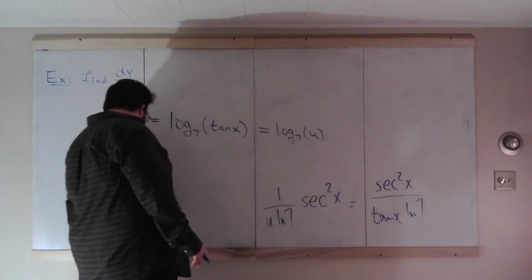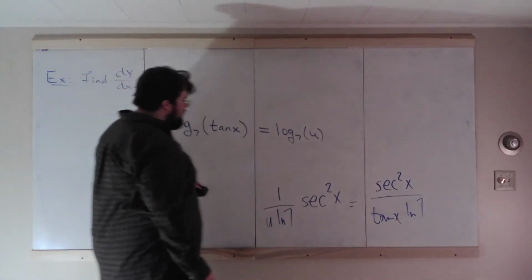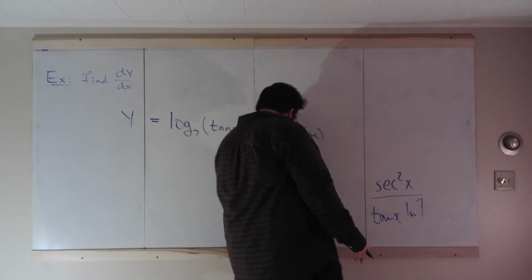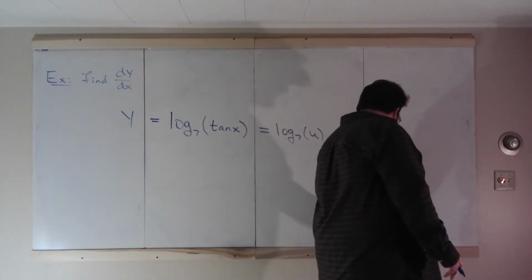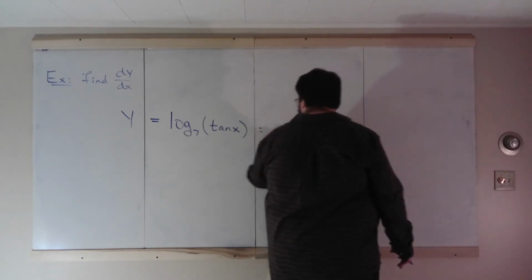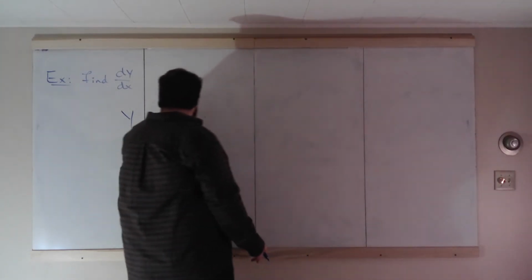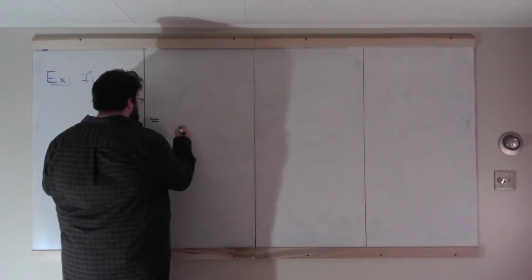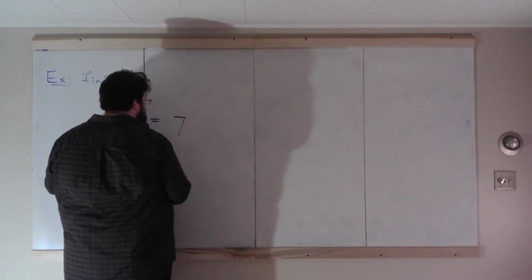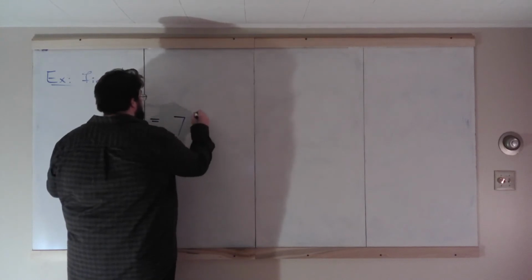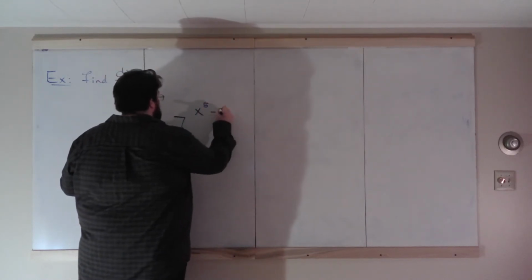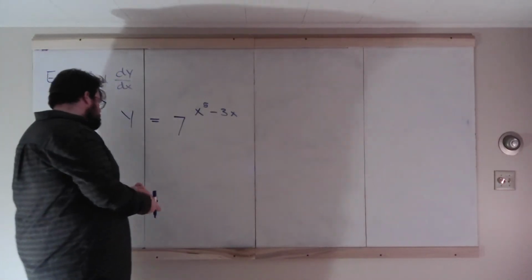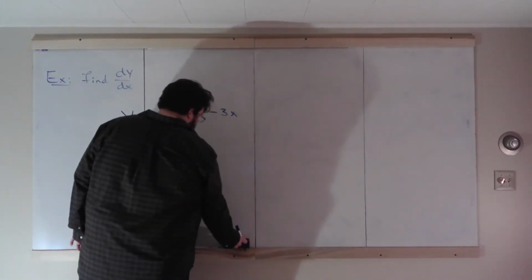Unless you're told to simplify, which I don't think I've ever actually said simplify a derivative. Let's do a couple more. How about a general exponential? How about 7, that's a good number, to the x to the 5th minus 3x. Yeah, that's good. 7 to the x to the 5th minus 3x.